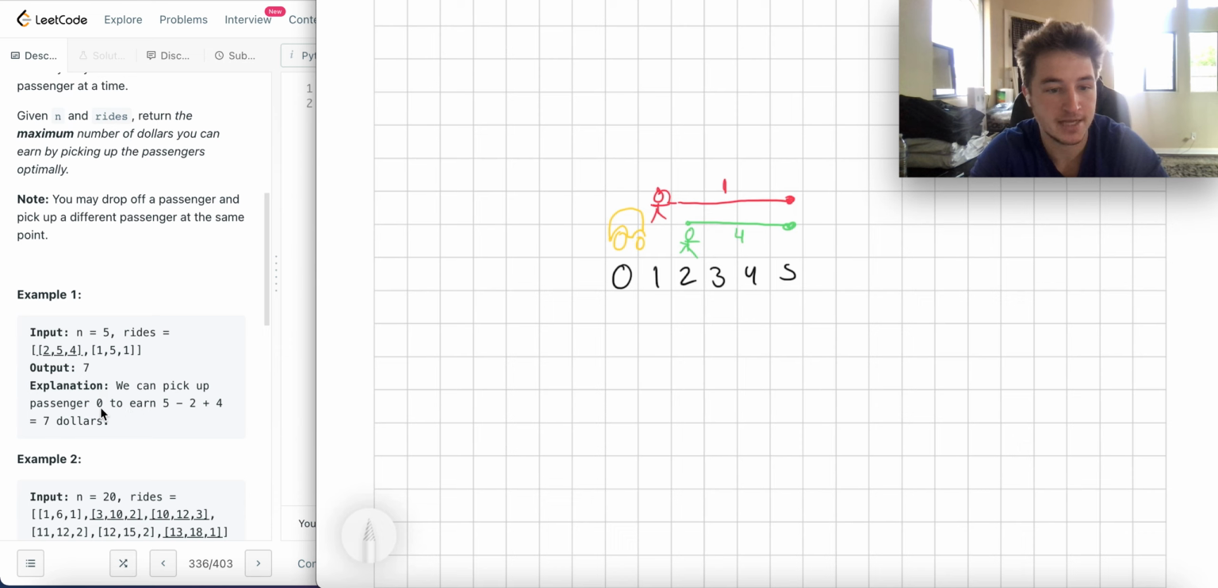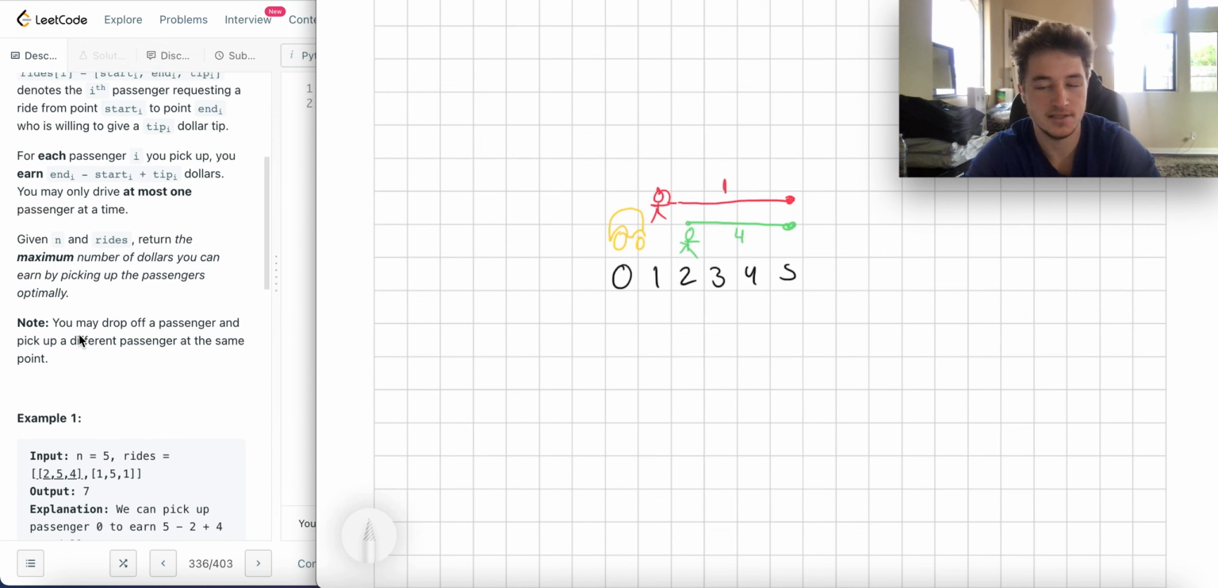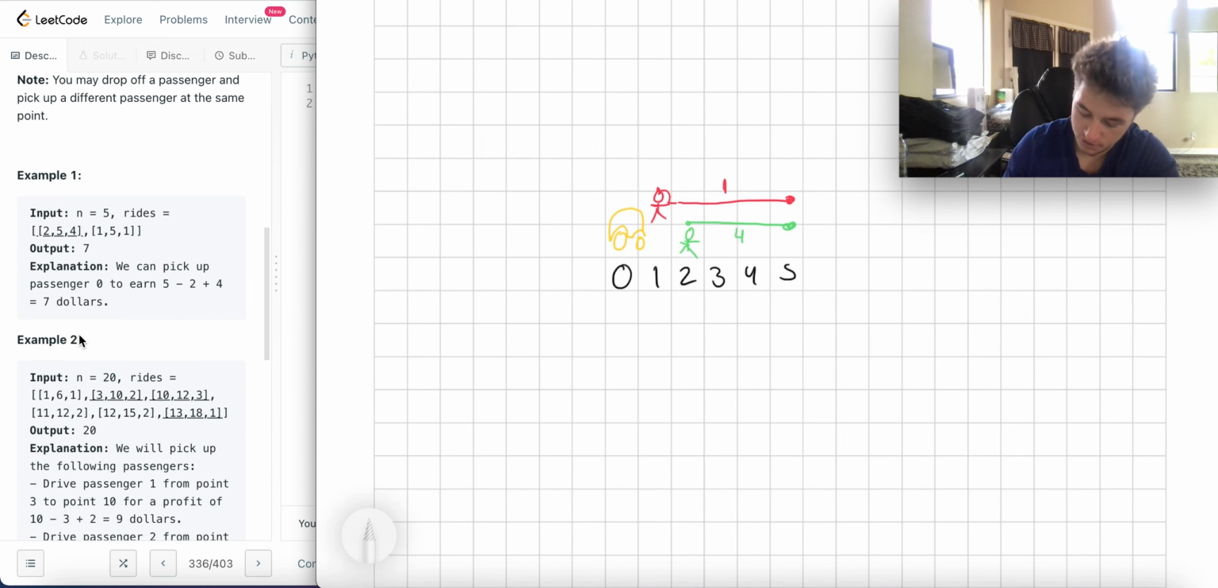We can pick up passenger 0 to earn 5 minus 2 plus 4 equals $7. Oh, I'm an idiot. I didn't even realize I can't even do some math. But that is irrelevant, the fact that I misunderstood something very simple.